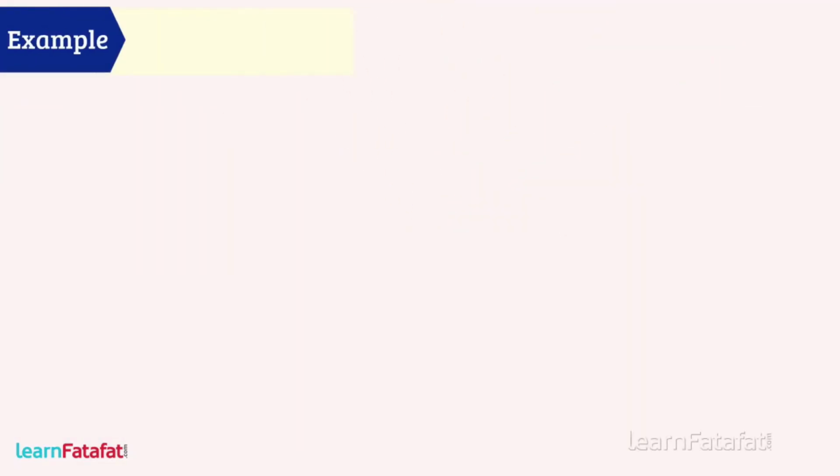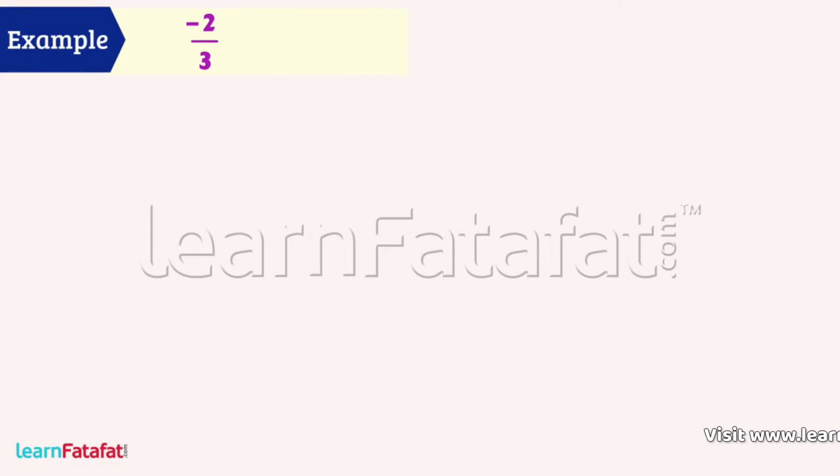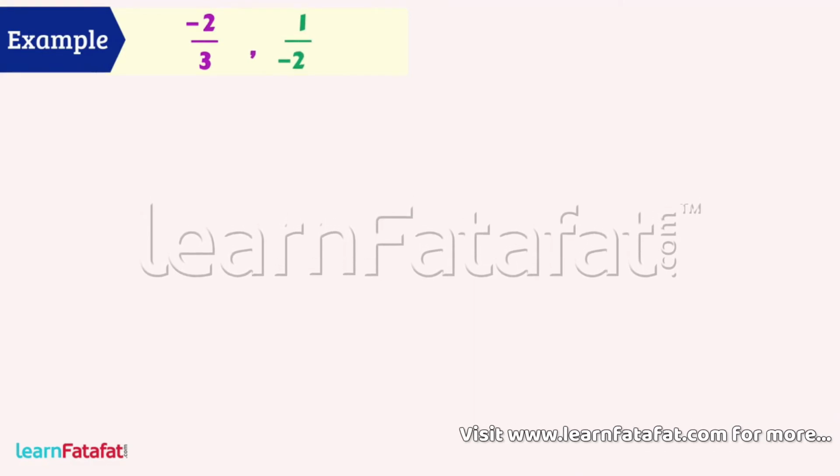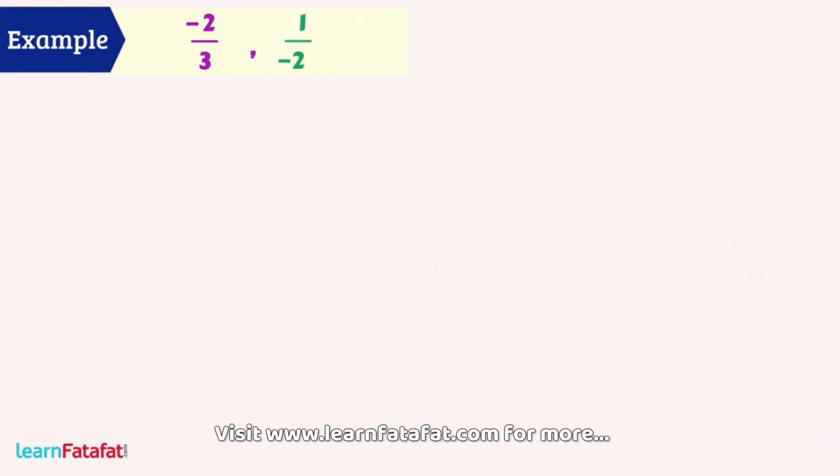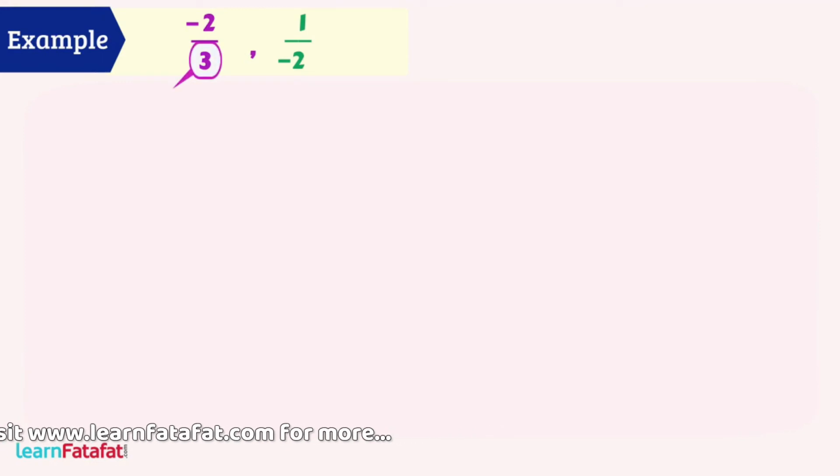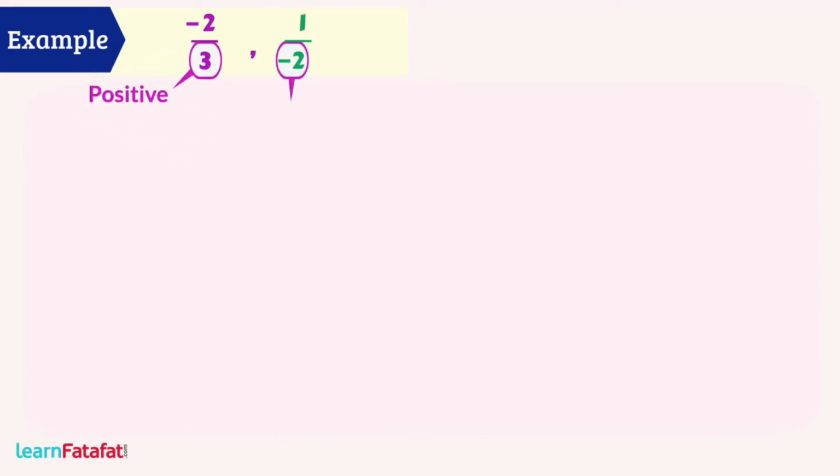Consider another example. Minus 2 by 3, 1 by minus 2. First make their denominators positive. Minus 2 by 3 already has positive denominator. Let's make denominator of 1 by minus 2 positive by multiplying numerator and denominator by minus 1. It forms rational number minus 1 by 2.